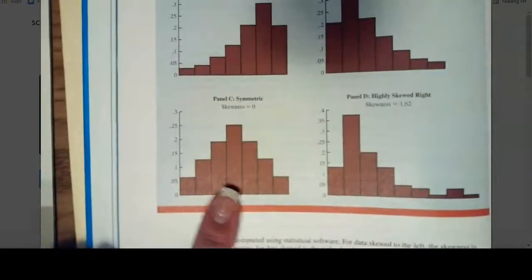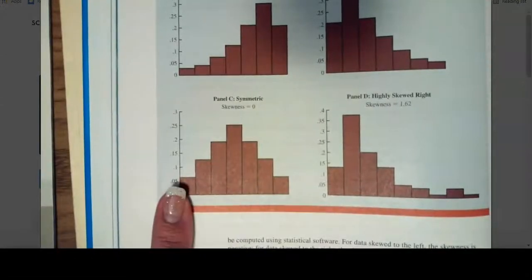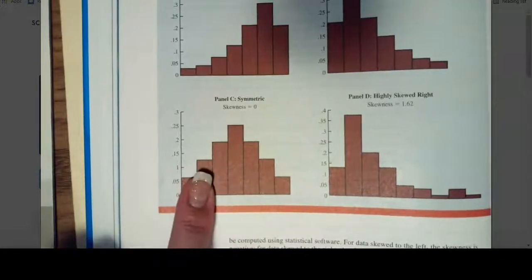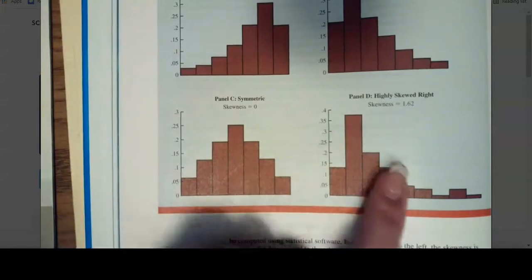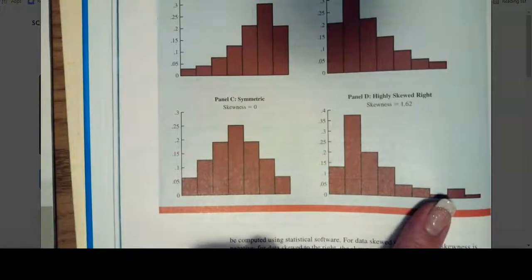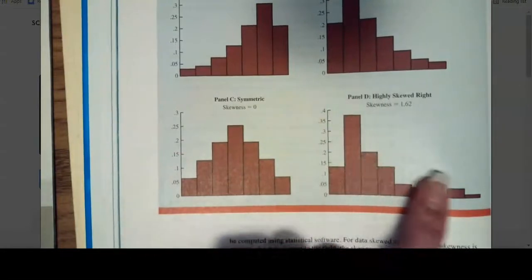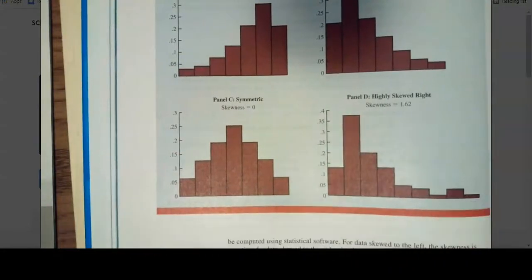This one is perfectly symmetrical. It doesn't have tails either on the left or the right. So this skewness is 0. It's not to the left or to the right. There's just no skewness. Okay, this one is very skewed to the right. This one's got a nice long right-hand sided tail. So you're going to have a positive right-hand skewness.